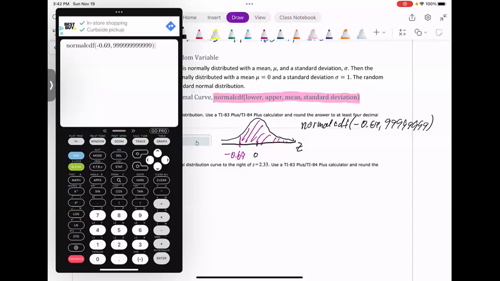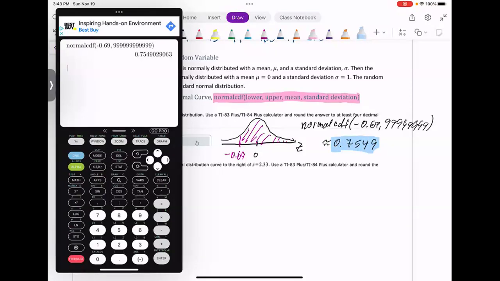Now, your interface with your TI-84 may look different than this. It probably will have the top line say lower. You'll put the negative 0.69. The next line will say upper, and then you put in the 99999 and make sure the mean is 0 and the standard deviation is 1. And then just hit go. I think it says paste. And there we are. So the area under the curve here is about 0.7549.